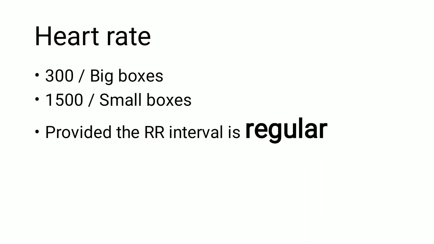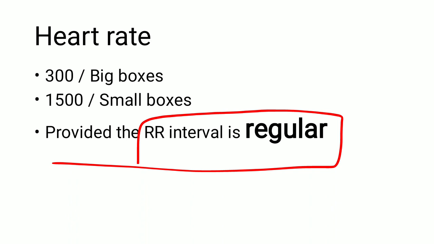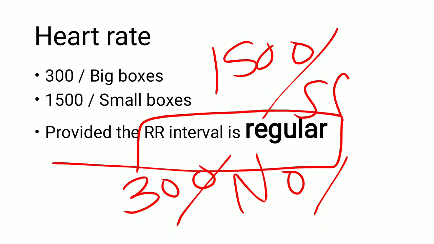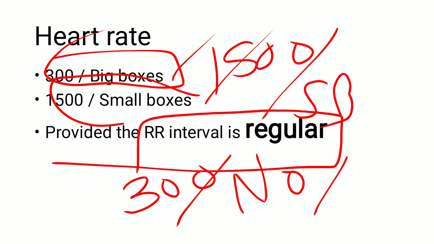How to calculate the heart rate? First, see whether the RR intervals are regular. In your patient there can be a 1 or 2 millimeter difference. But if the patient has regular RR intervals, the heart rate can be easily calculated by dividing 300 by the number of big boxes between successive RR complexes. If I want to calculate this accurately, use 1500 as the numerator and the number of small boxes in the denominator. So both are acceptable: 300 divided by the number of big boxes, and 1500 divided by the number of small boxes.